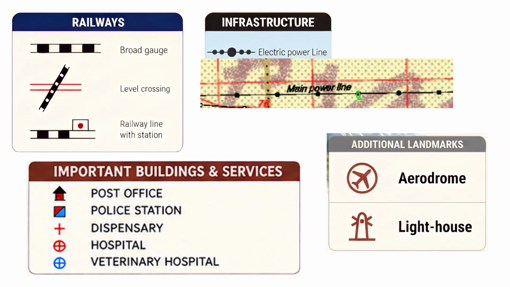Now, when we think of police station, we'll connect it with two colors, red and blue. So a square is cut diagonally, red on top and blue on the bottom side. That will be the symbol for our police station.